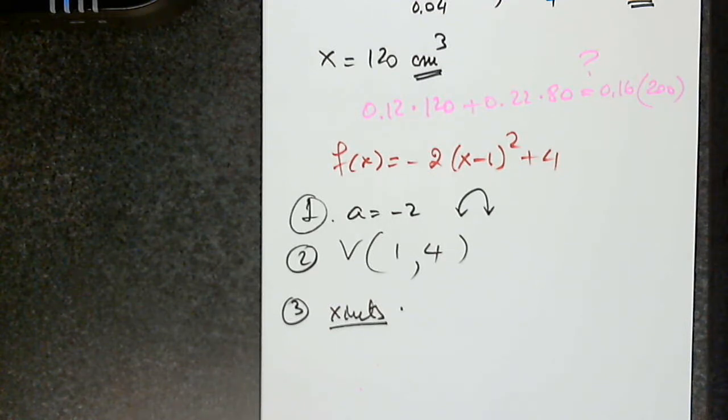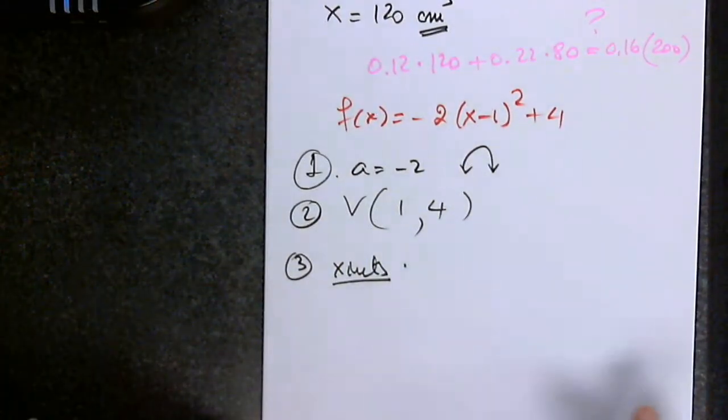Yes, because it opens downward, and the maximum is how much? 1. That is where the maximum is. The maximum is the y value. The maximum is never the x value. The x value tells me where the maximum can be found. So what is the maximum value? 4. Because the maximum value is 4 and it opens downward, the x-intercepts exist.